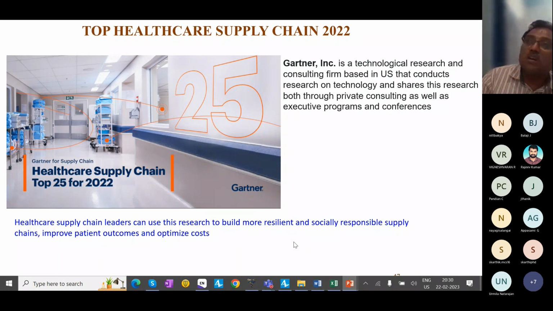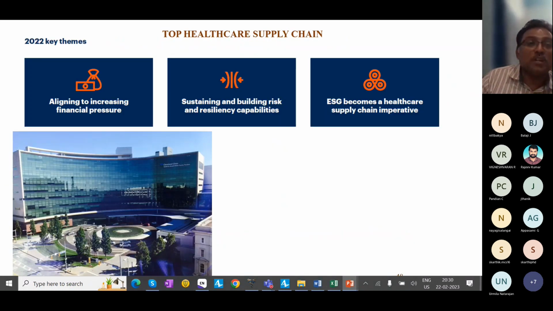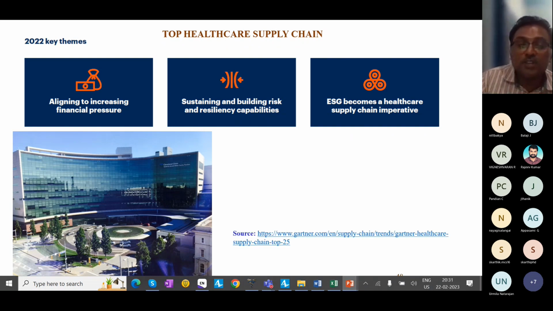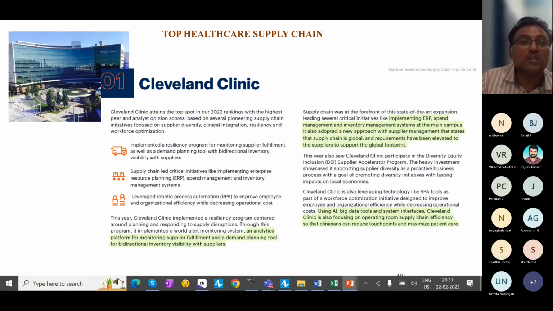What this research outcome says with reference to US healthcare is that they are considering three aspects: reducing cost, aligning with increasing financial pressure, and then sustaining and building risk resilience capability. That's what I was talking about, resilience capability, how we responded to PPE requirement, ventilator requirement, and that. And then ESG, environmental, social, and governance. So how much significance is given to environmental and social concern, and what is the governance in a hospital. With reference to that, they have categorized the hospitals, and you can refer to this report. Whatever I have shown here, you can find this content.